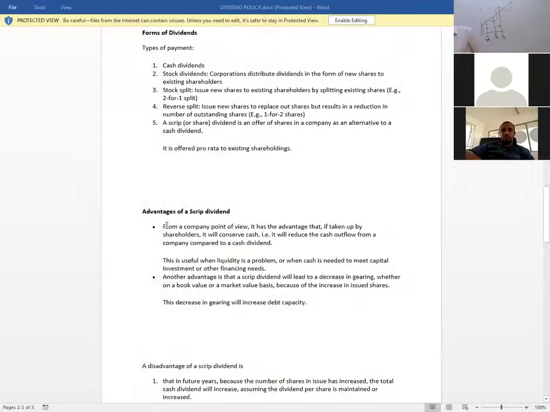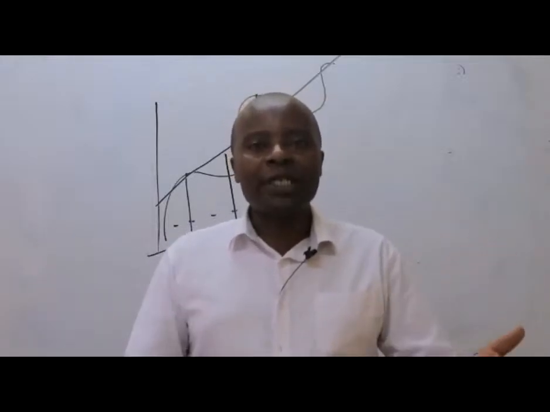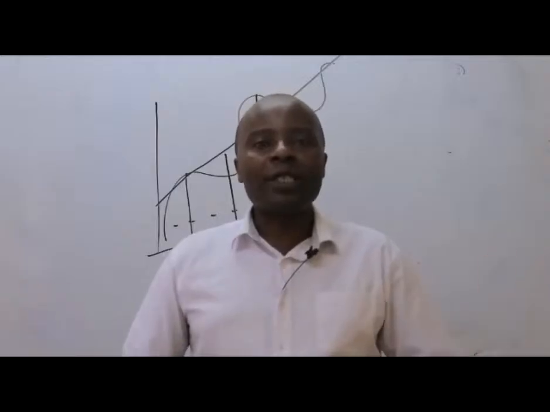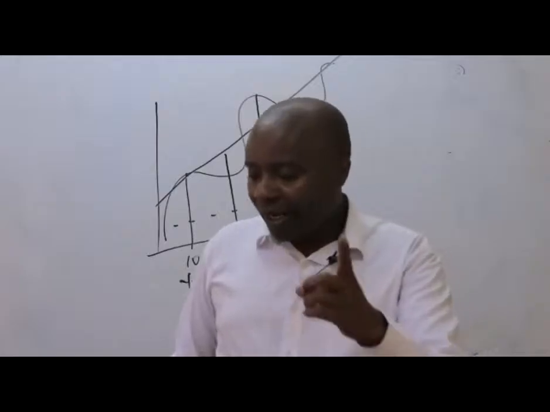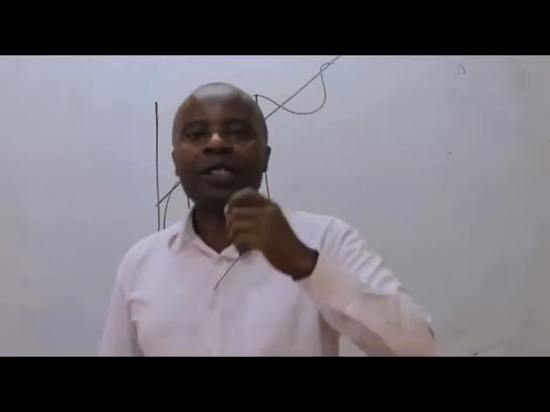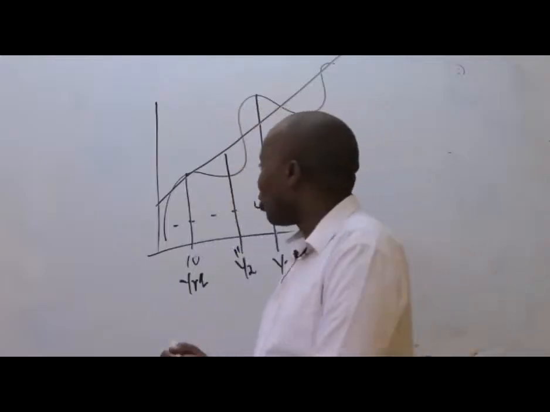Great. So advantages of a scrip dividend, ladies and gentlemen, the major thing here is about protection of your cash flows. You don't want your cash flows to be impacted negatively. So I would rather give you what here? Shares instead of what here? Giving you money for dividends. That's number one. Number two, why would I want to give out shares as dividends instead of giving out money, ladies and gentlemen? It's because of what here?